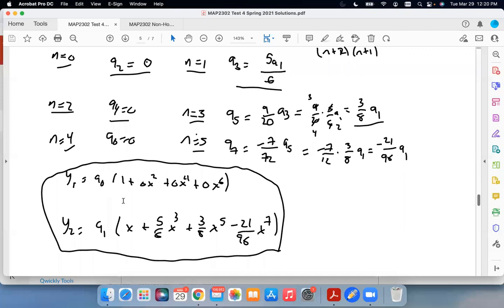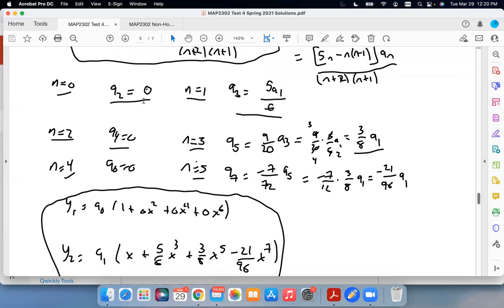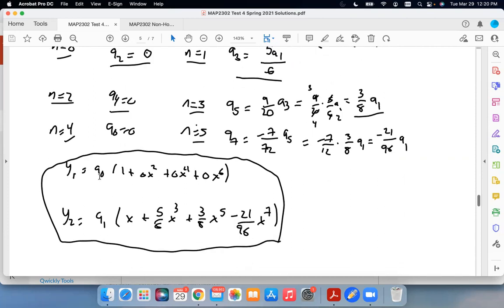And then start writing up the solution. You should check all the details here. Here we end up with, this was not because of any initial values, just a2 happens to be 0 here. So here's my y1 and my y2. Remember, y1 goes with a0, y2 goes with a1.